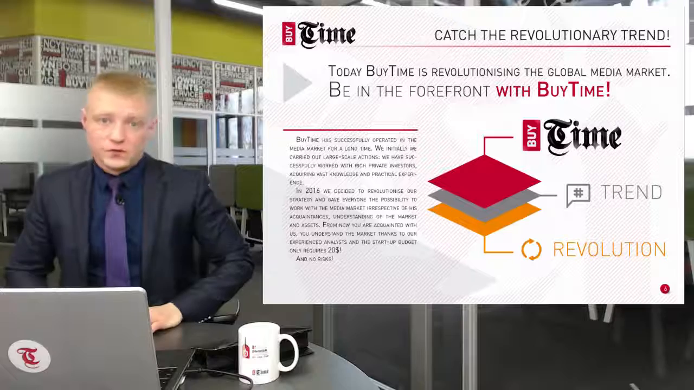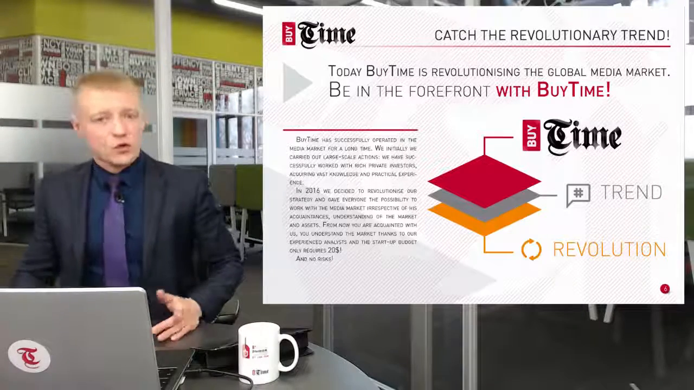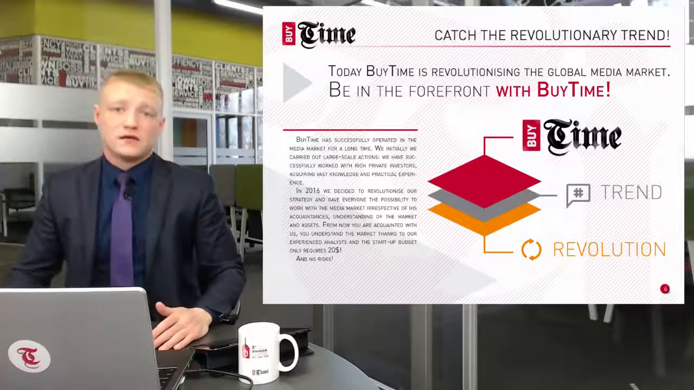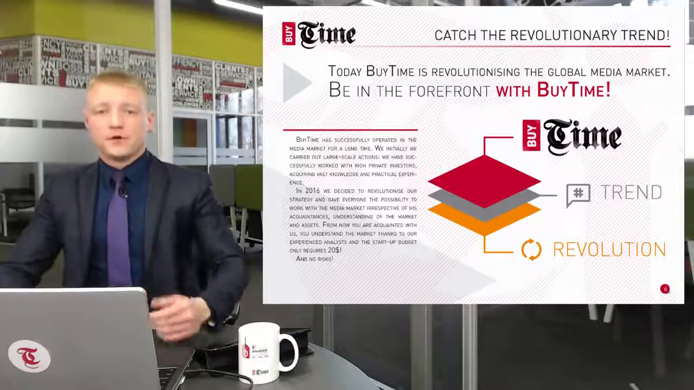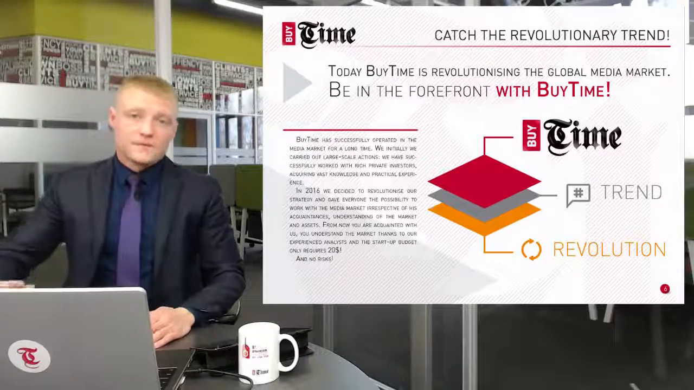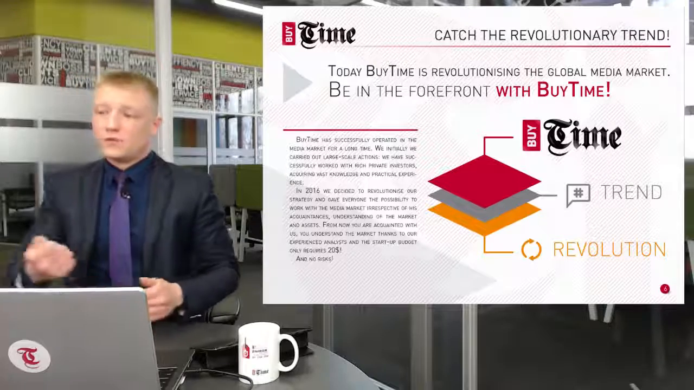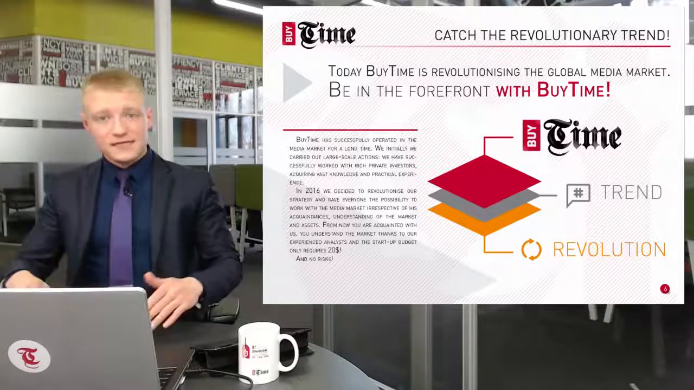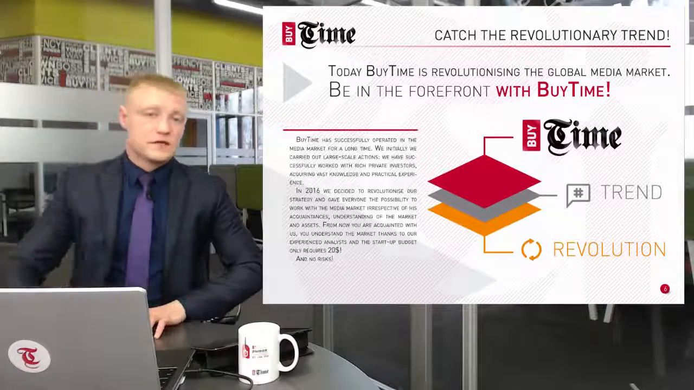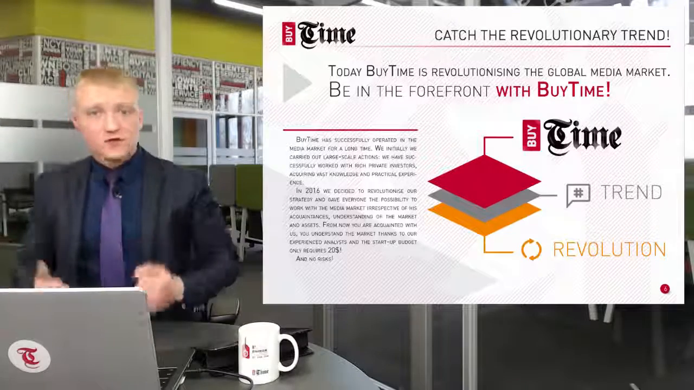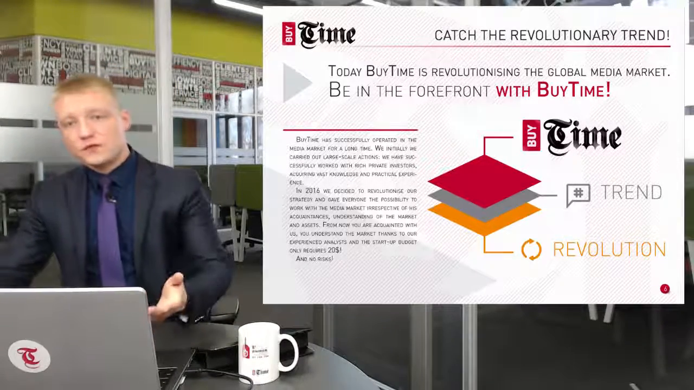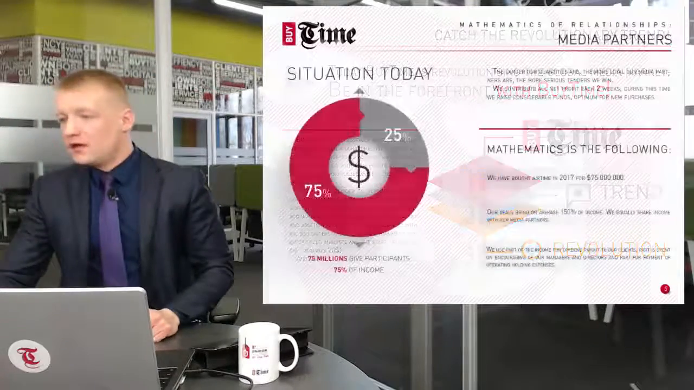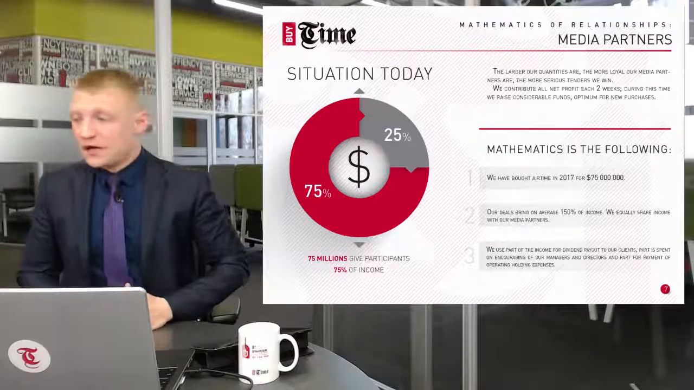This is the revolution. Just like many years ago when Forex wasn't accessible to everyone, and then Forex went to the internet and brokers started to give people the possibility to make Forex trades even with small money. The same revolution we're doing today. From this moment, you can take even $20 and go to BuyTime and get your profits from the media market. What profits are we talking about, and what is the math? Let's see. The math is really, really simple.